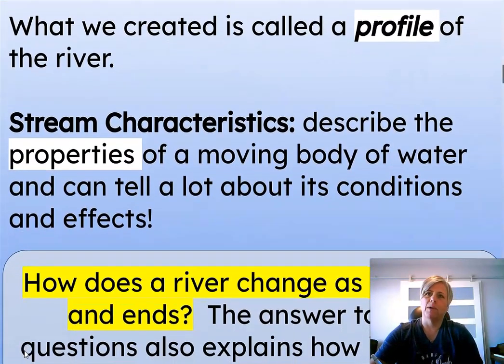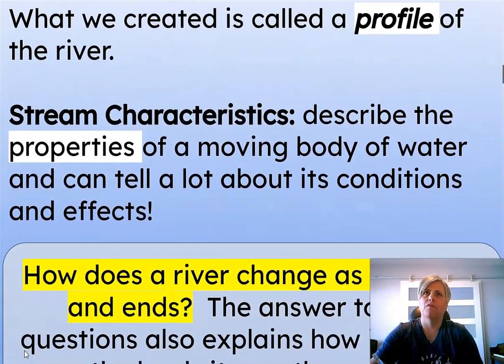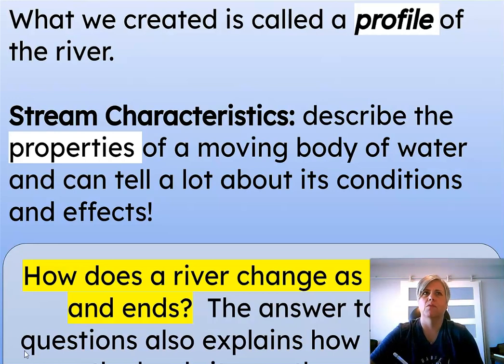What we just talked about right now is what we call a profile of a river. So a river profile basically includes stream characteristics. Characteristics are anything that describes something. So we're talking about properties. And a stream profile describes the properties of a moving body of water, and you can tell a lot about its conditions and its effects on land especially.